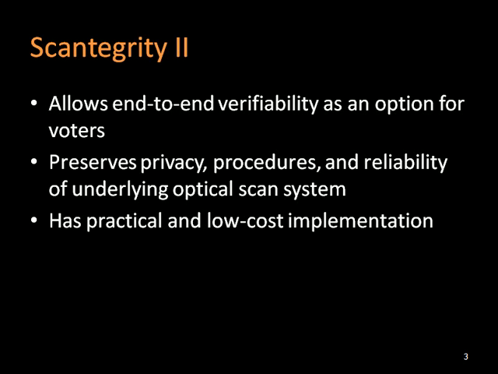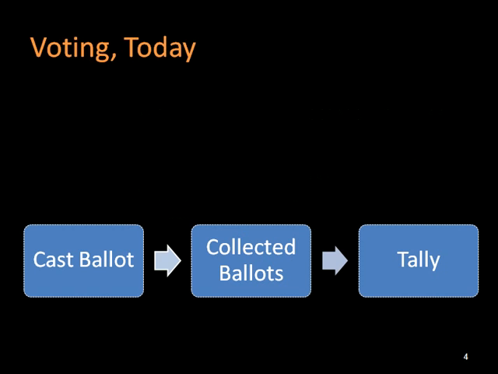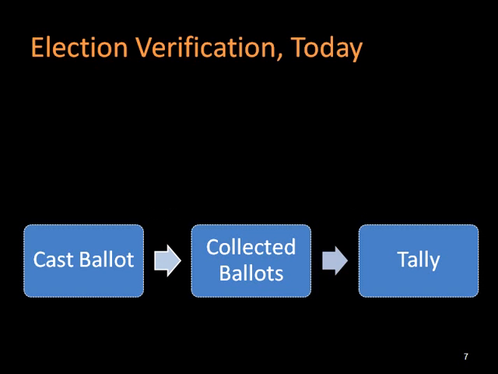We're going to talk about Scantegrity II, but first, let's frame this discussion with what we already know. The mechanics of a voting system can be broken, roughly, into two steps. You cast your ballot into a collection of ballots, and you count that collection. Well, let's talk about election verification. How do you know the election was run properly? You need a verification mechanism. Well, what do we use today?